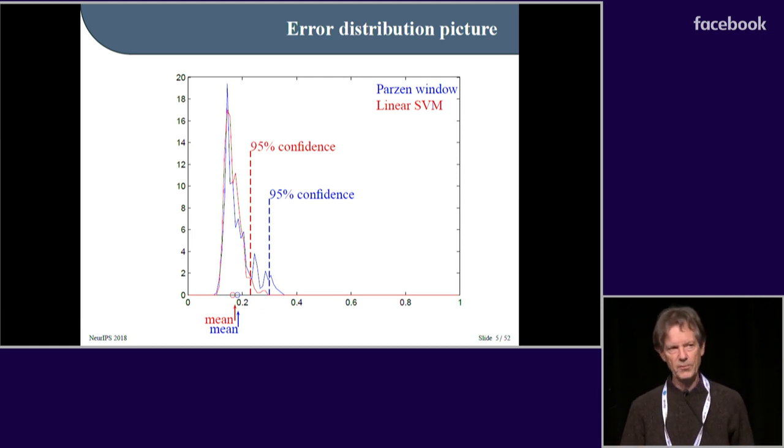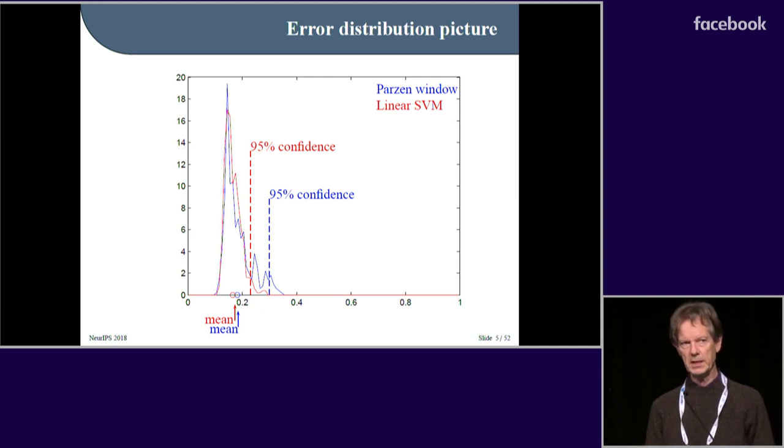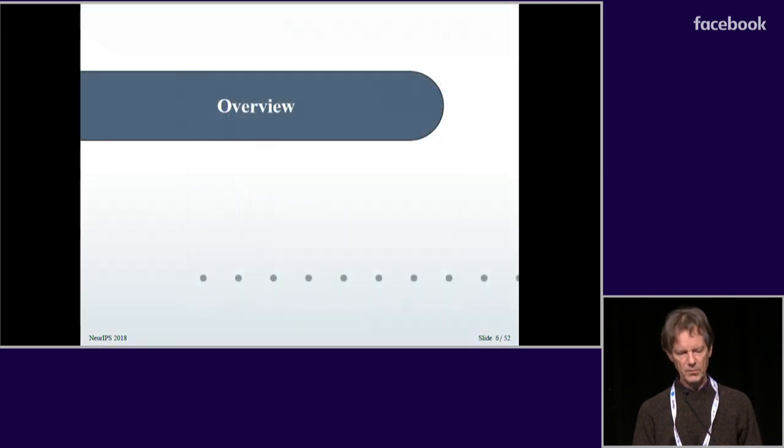So that's just framing what statistical learning theory is trying to do. It's trying to give us reliable estimates that we can use to perform an understanding of algorithms and also of their performance. So I'm going to now move to an overview of what we would like to cover.